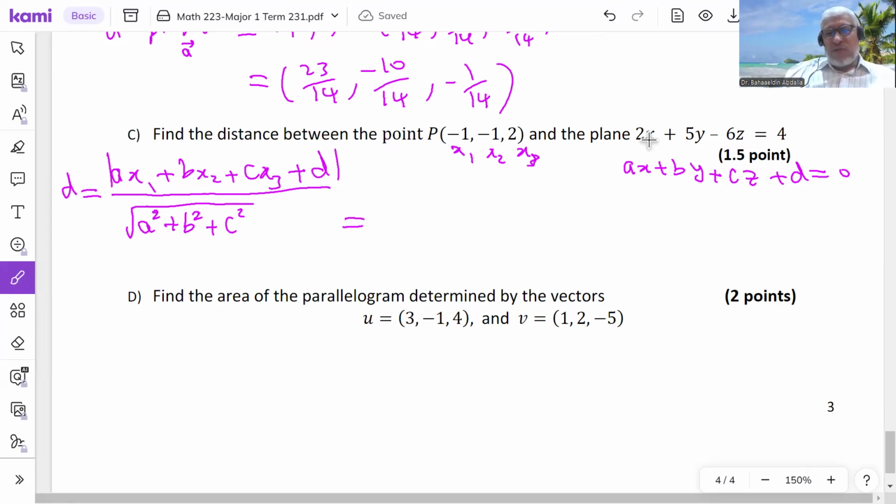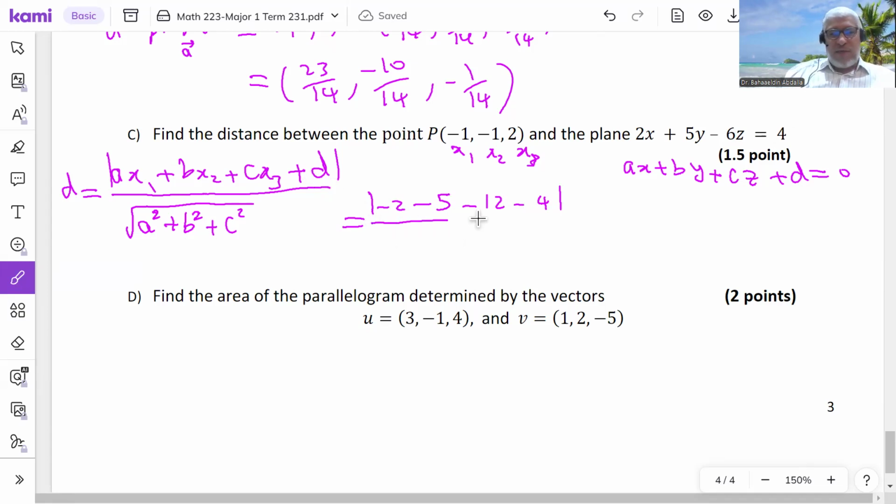So negative 1 times 2, that's negative 2. Don't forget the absolute value. Negative 1 times 5, that's negative 5. 2 times negative 6, that's negative 12. Plus d. So d has to be on the left-hand side. So you have to bring 4 here. So I'll have negative 4. Okay, because when you bring it to the left-hand side, it would be negative 4.